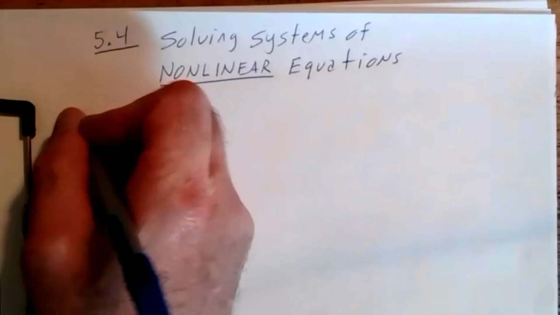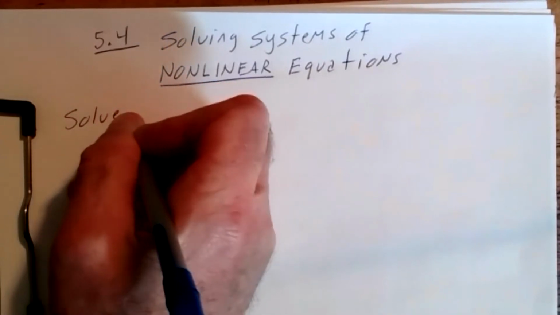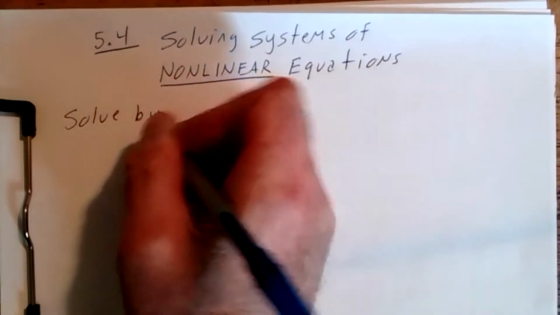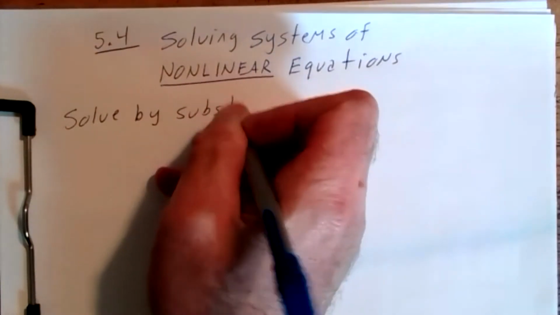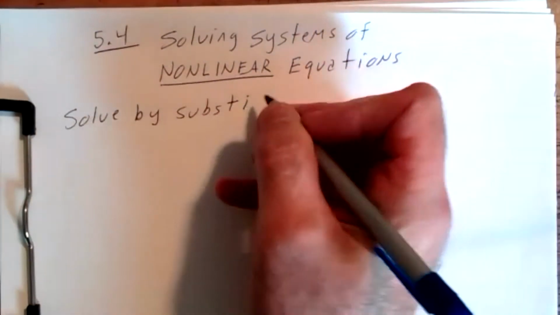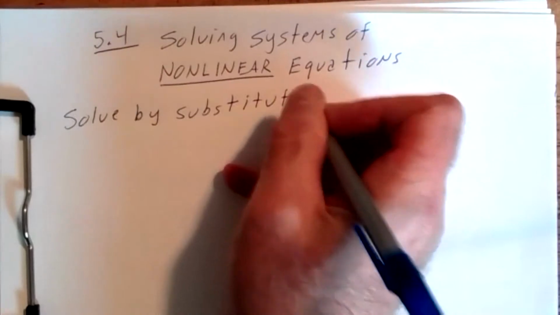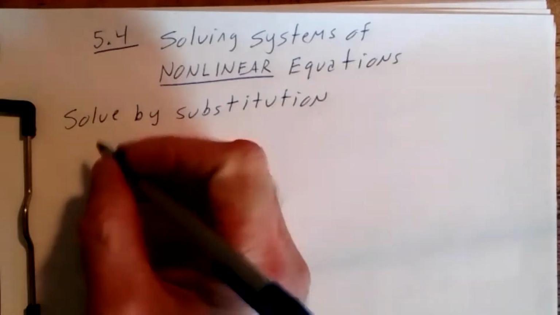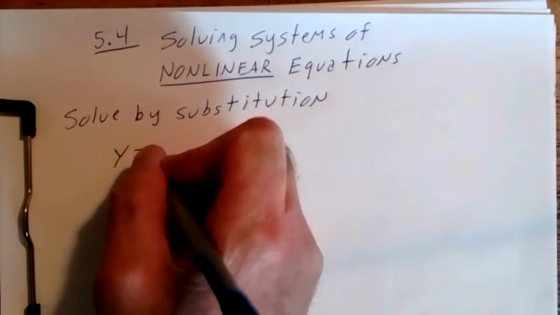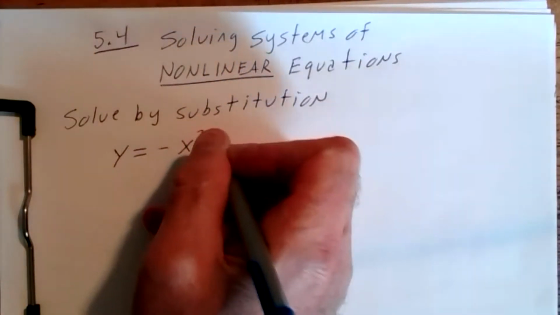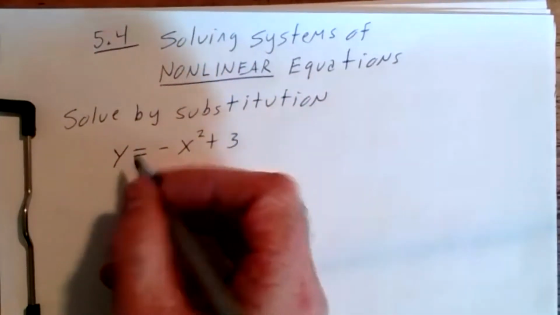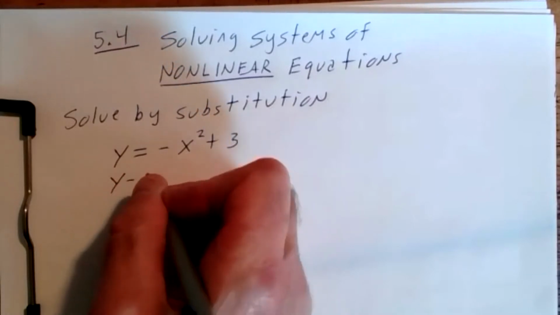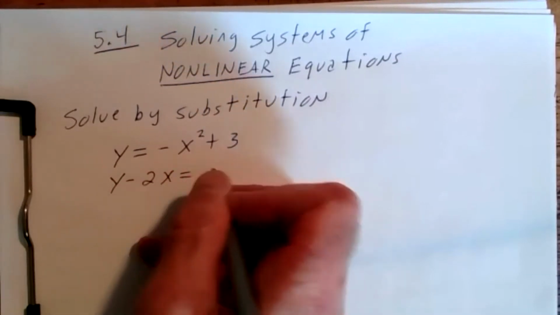Okay, so we're going to just dive right in and start solving some. The first batch I'm going to solve by the substitution method, and that's a technique that we saw two days ago for solving linear systems. Here we go. The first equation is presented to us as y equals negative x squared plus 3, and the second equation is this linear equation, y minus 2x equals 0.